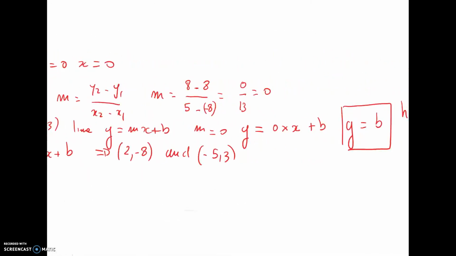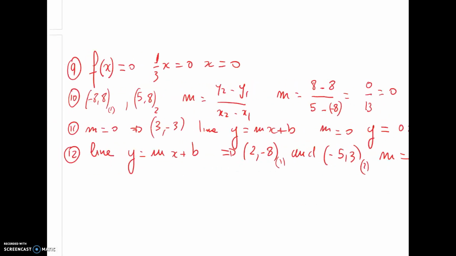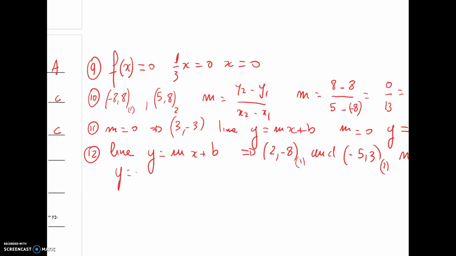So the first thing I want to do is calculate the slope. So my slope, if I call that point number 1 and that point number 2, it's going to be 3 minus negative 8 over negative 5 minus 2. I end up with 3 plus 8, which equals 11. 11 divided by negative 5 minus 2, which is minus 7. The answer is negative 11 over 7. Therefore, y equals negative 11 over 7x plus b.